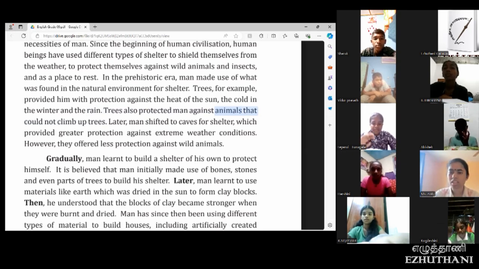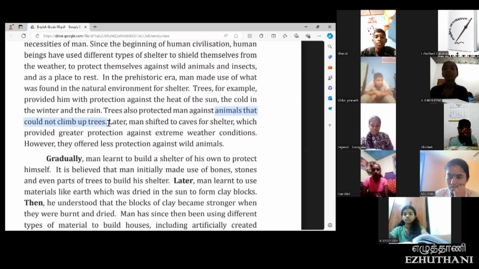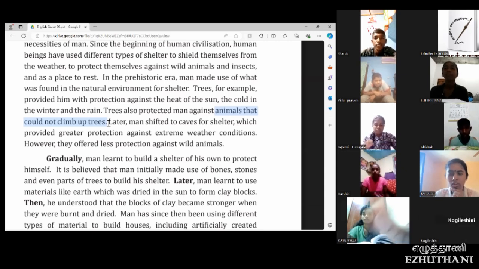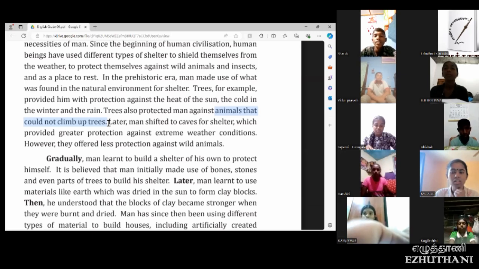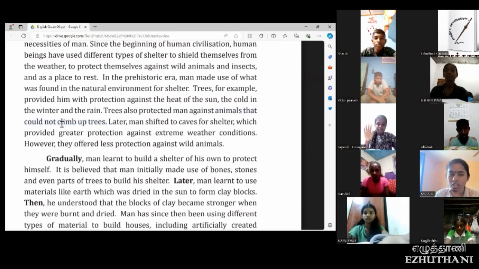Animals that could not climb up trees. Shahrukh, do you know what that means? Animals that could not climb up trees? Do you want to guess? Okay. So, animals that could not climb up trees. Do you know what climb means, Shahrukh? Climb?